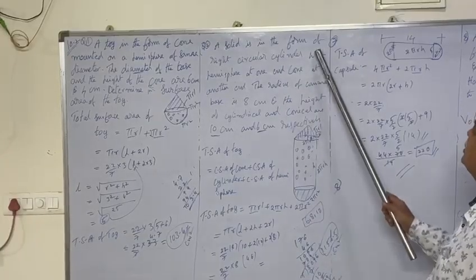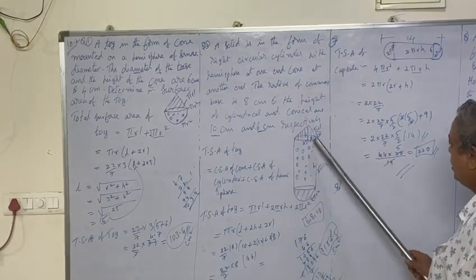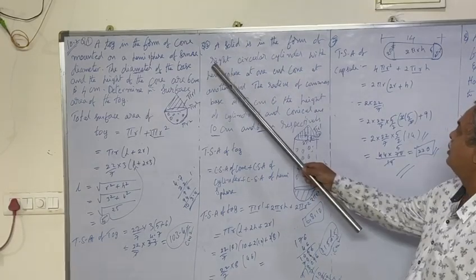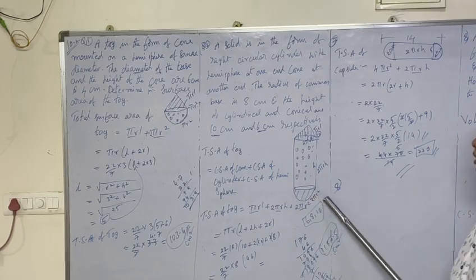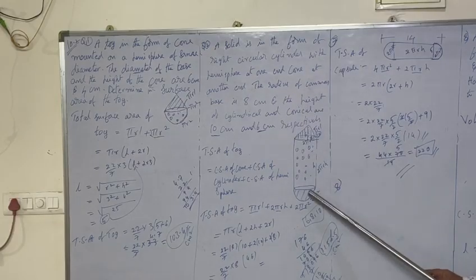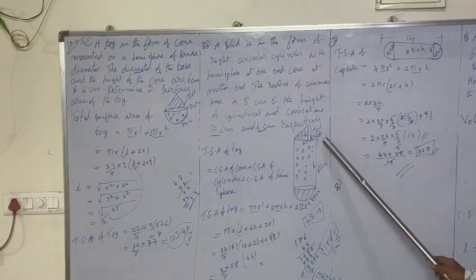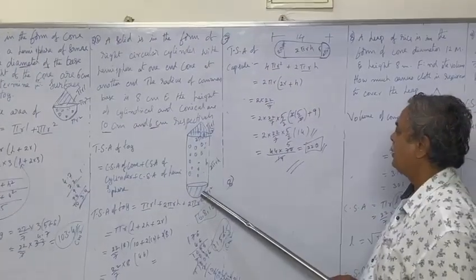Next question. A solid is in the form of a right circular cylinder. Right circular cylinder means it stands vertically and not in a slant way. That's why it is given right. Hemisphere is at the bottom, and hemisphere means half sphere. At one end a cone, at the other end a hemisphere. Here cone above, hemisphere below.